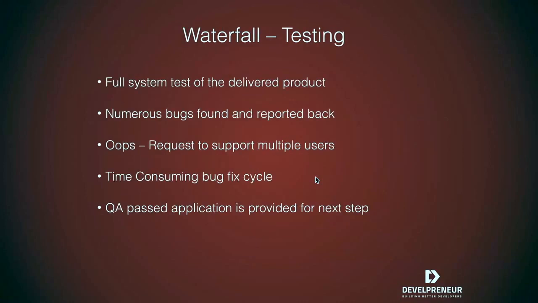The QA team goes in, they do a full system test. They're going to find some bugs, because bugs do exist, and they get reported back and they get fixed. Maybe along the way, we get another oops: as they're testing it, they realize that we don't just need a single user that can log in. We actually need to support multiple users within our data store, because maybe we didn't properly have it set up. So now, oh crap, we've got to add support for another user.